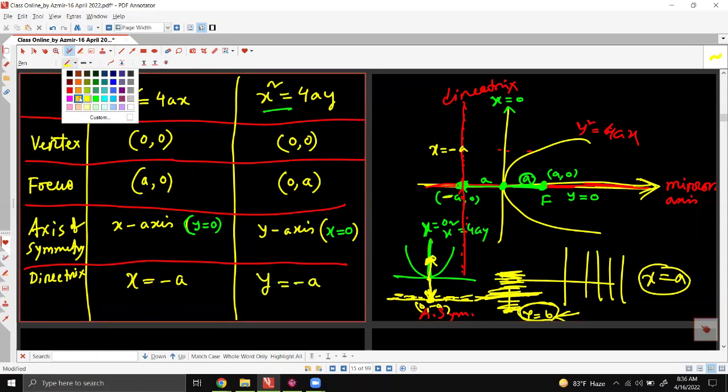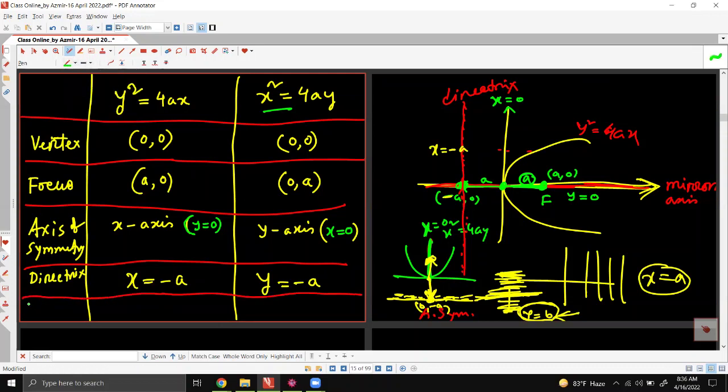Besides the directrix, we have to find another part known as the latus rectum. So what is the latus rectum? The latus rectum is the line that passes through the focus. Since it is passing through the focus and this is a vertical line, it will be x equals a. That means x equals a is the latus rectum for this parabola. Similarly, for x squared equals 4ay, this will be the latus rectum because it goes through the focus, so its equation will be y equals a.